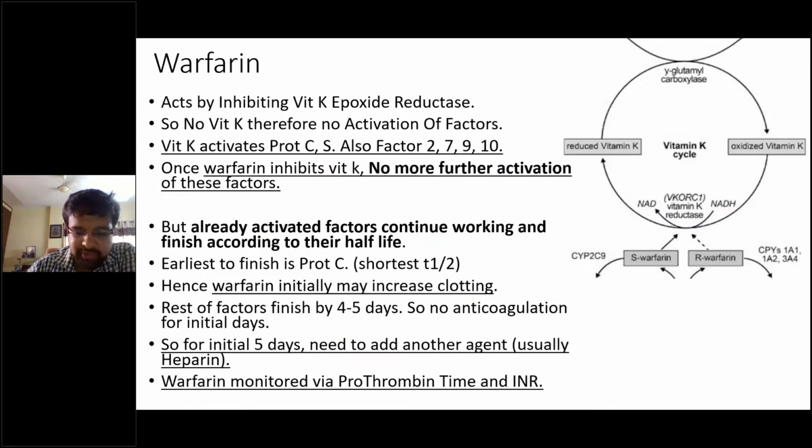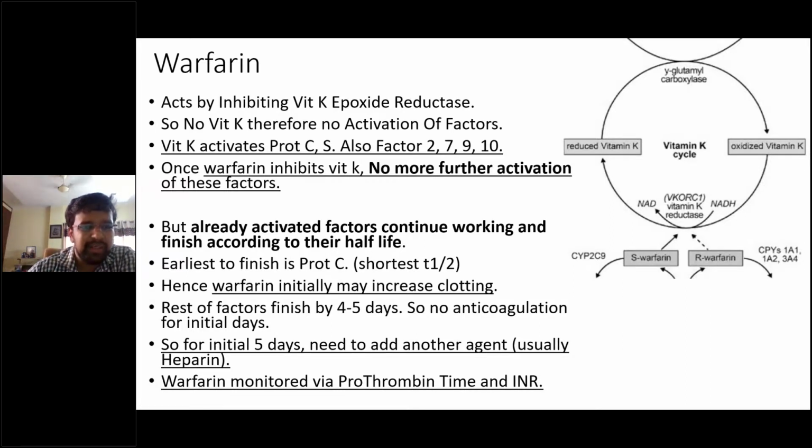Okay. So in fact the more important thing for you is to understand the mechanism of warfarin. Okay, this will come in your pharmacology exam also. So the mechanism of action of warfarin is inhibiting vitamin K epoxide reductase. So what happens is that vitamin K is not able to be reduced. So reduced vitamin K is not there, and this vitamin K will not be able to activate the gamma glutamyl carboxylase enzyme. The gamma glutamyl carboxylase enzyme is very important for carboxylation of the factors. The coagulation factors need carboxylation for activation. Okay. So no vitamin K, therefore no activation of the factors.